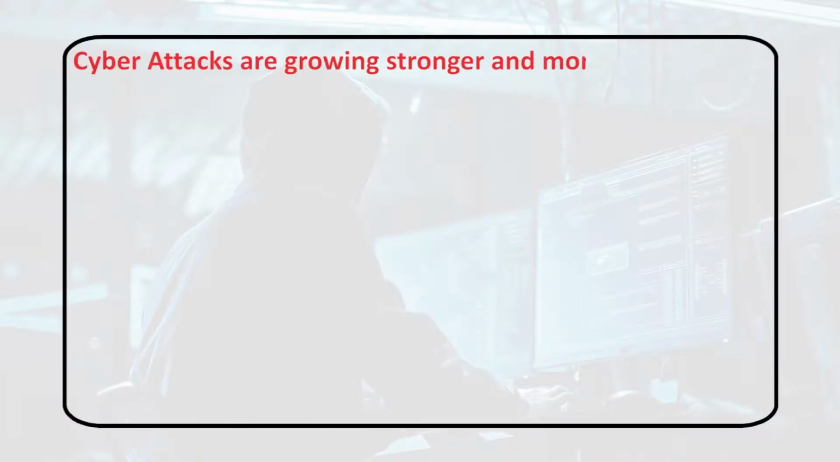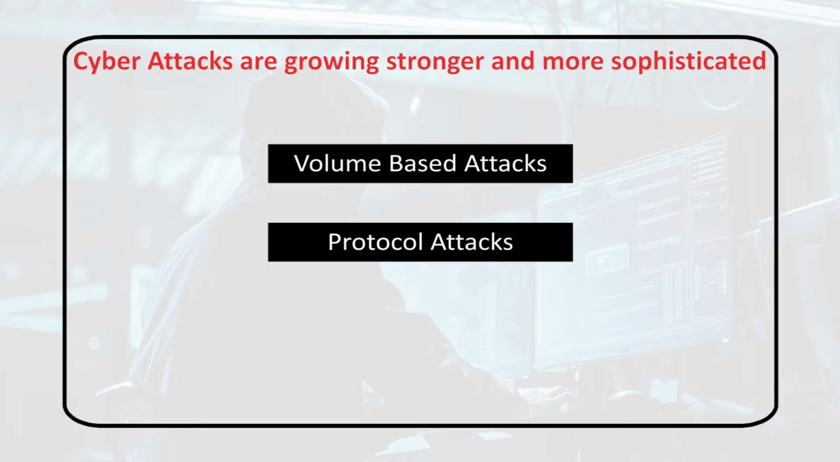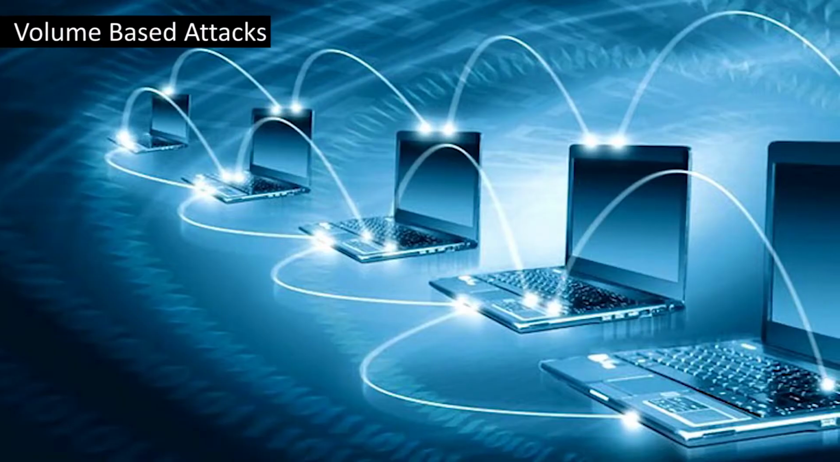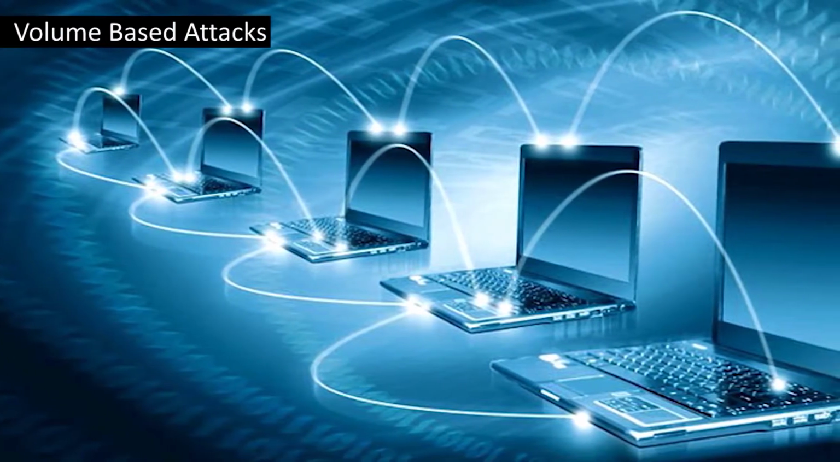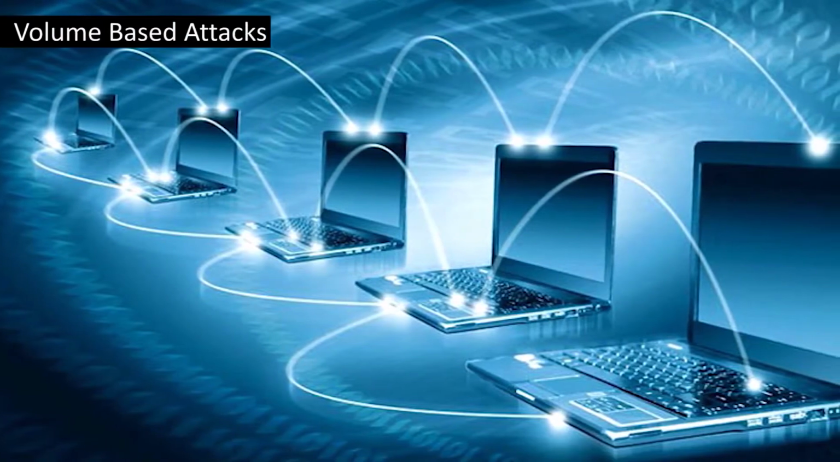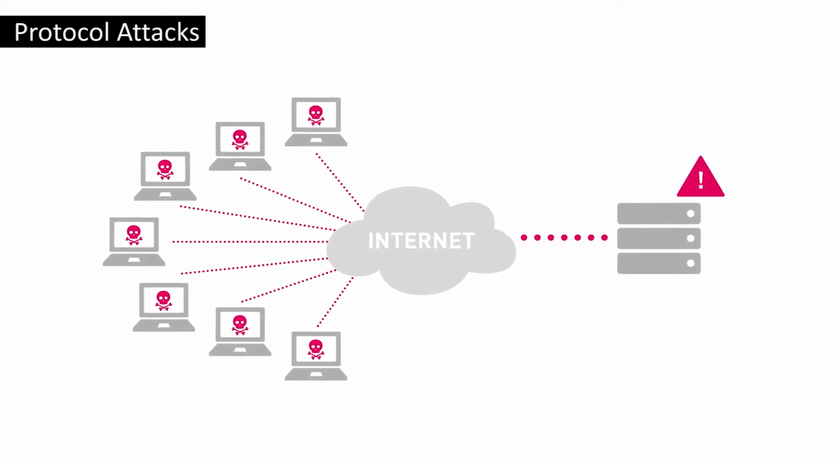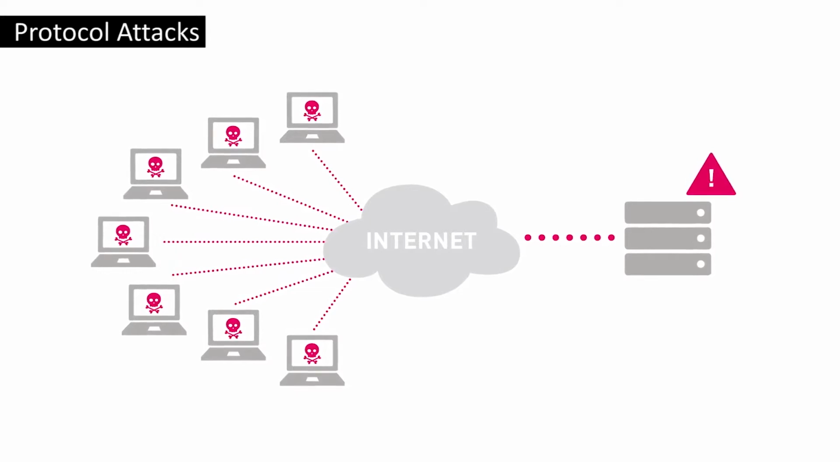Cyber attacks are growing stronger and more sophisticated. Below are the three basic categories of attacks. Number one, volume-based attacks. Number two, protocol-based attacks. Number three, application-based attacks. First, volume-based attacks use high traffic to flood the network bandwidth. Next are the protocol-based attacks. They exploit the server resources, and that is the cause behind protocol attacks.